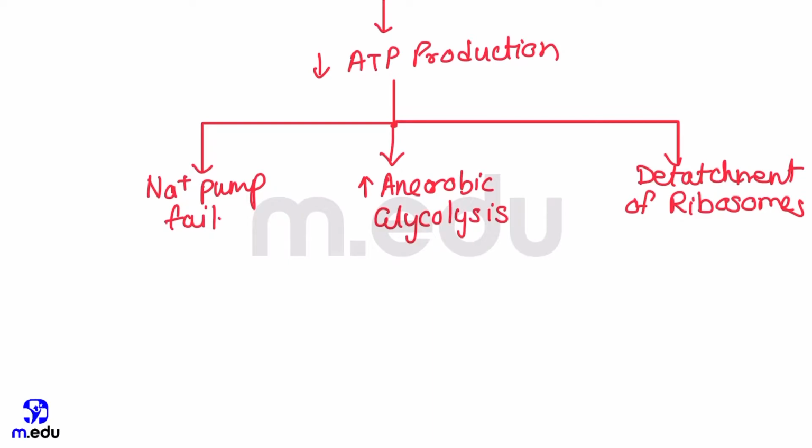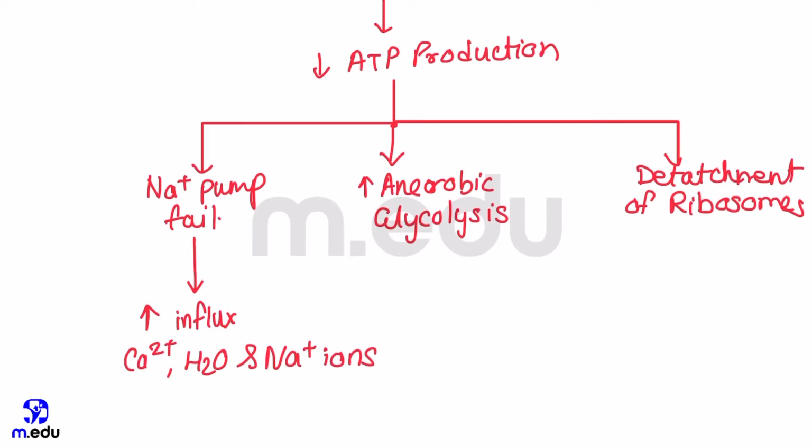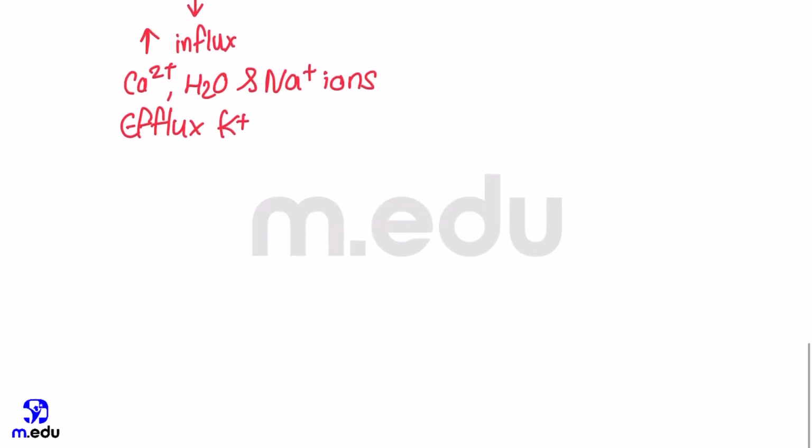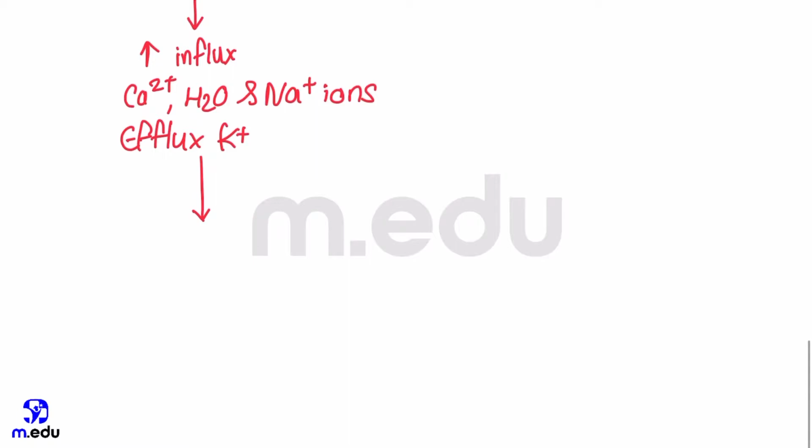Now, when the Na plus pump fails, it results into the increased influx of calcium ions, water, and sodium ions. And this will also result into the efflux of potassium ions. This will eventually result into the swelling of endoplasmic reticulum and loss of microvilli blebs.